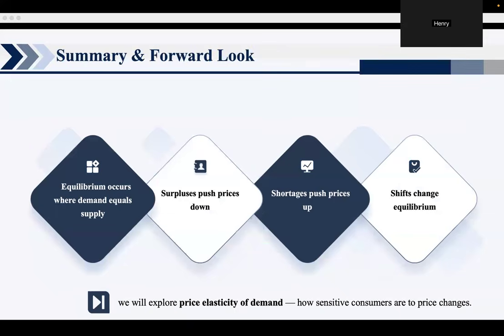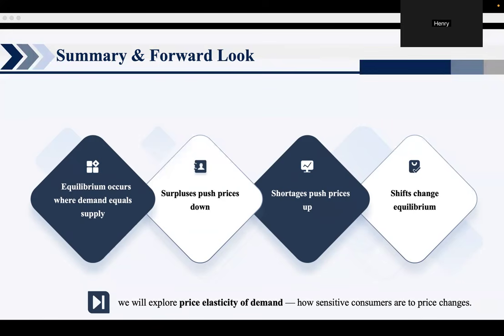Now let's summarize. Equilibrium occurs when demand equals supply. Shortages push prices upward. Surpluses push prices downward. Changes in demand and supply shift equilibrium, and markets adjust through the price mechanism. The key takeaway is this: prices are not random, they are determined by the interaction of demand and supply. Markets coordinate decisions through the price mechanism, and understanding this allows us to analyze real-world economic problems more effectively.